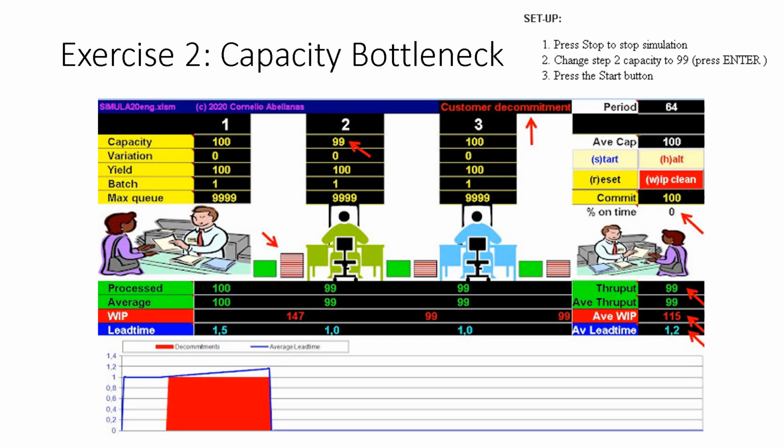If these capacities are different, there will be one department which will have the lowest capacity of the whole line, and this department will constitute a bottleneck for the total process. We will call this a capacity bottleneck, to distinguish it from other possible types of bottlenecks we will see later.